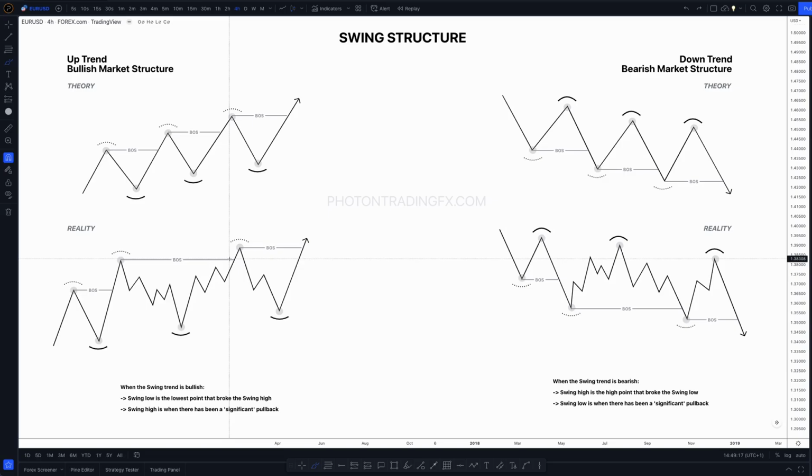To find a swing low in a bullish market, a swing low is the lowest point that broke the swing high. For fractal structure, we always find the nearest low, which would be here if this was fractal structure. But for swing structure, we need to find the lowest point, because with fractal structure we want to be aggressive, and with swing structure we want to be a lot more conservative. So when we get that break of structure, we ask, where is our new low?